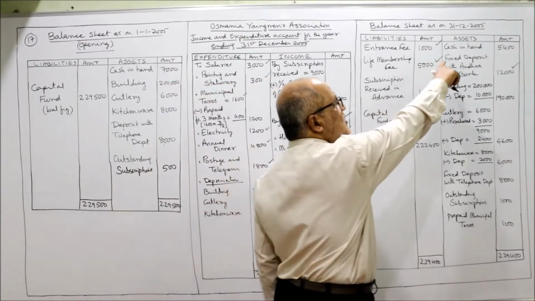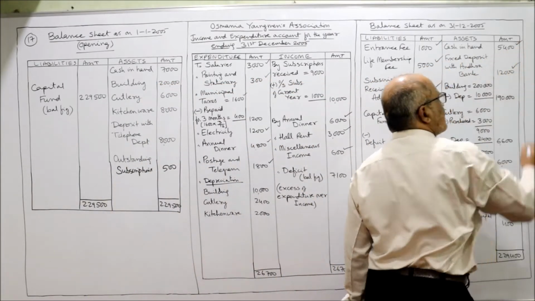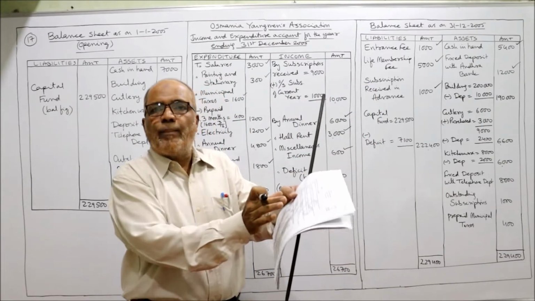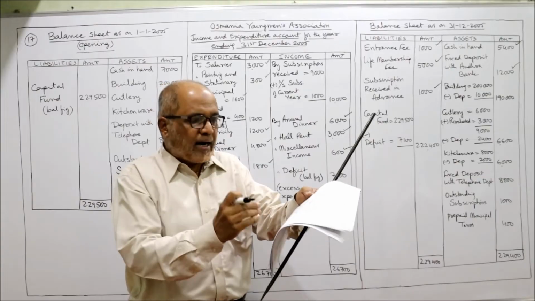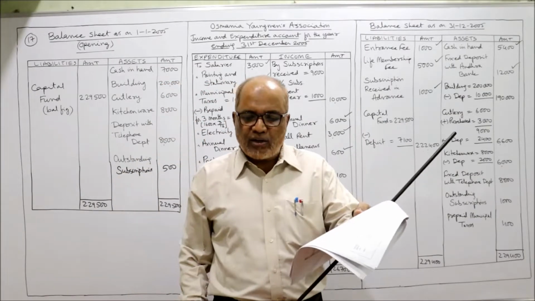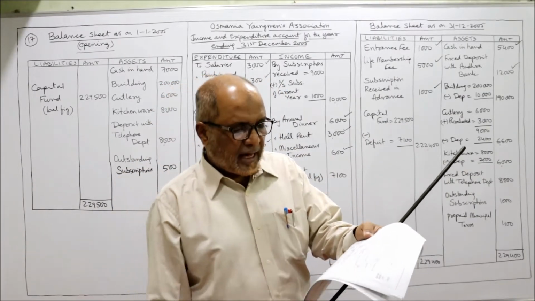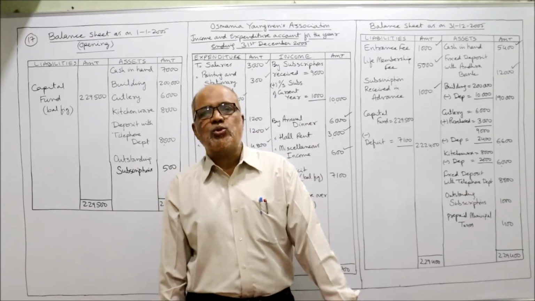This I have taken, cash in hand 5,400. Right? So I have explained to you the complete receipts and payments account, each and every item, where it will go. Now adjustment. On 1st January 2005, the association had a building worth rupees 2 lakh.